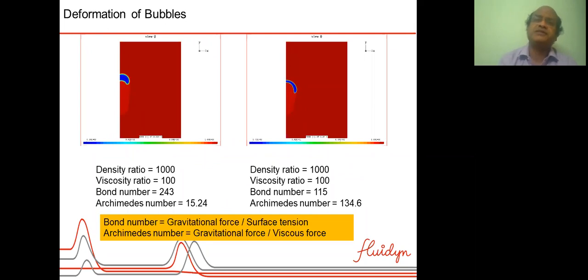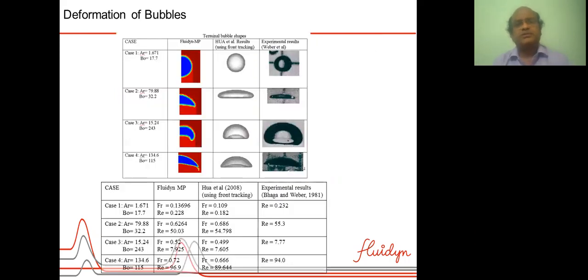Here you can see that these are obtained using the geometric reconstruction method. This can be used to even model the breakup of the liquid or the bubble, or the coalescence and so on. You can see that the shapes and their terminal velocities are compared with experimental results. So they predict very well.